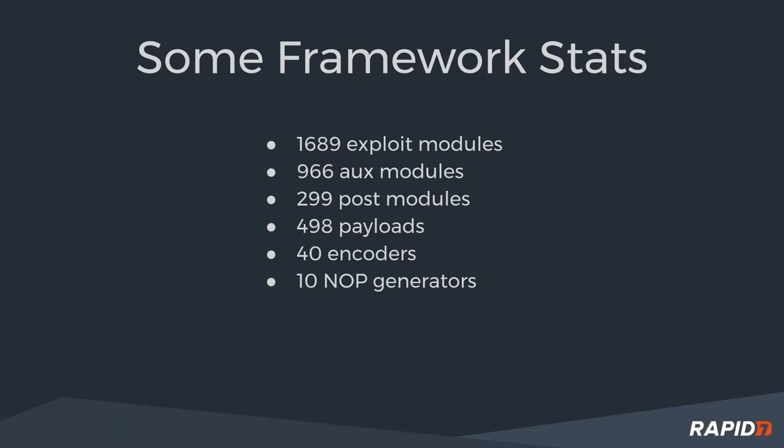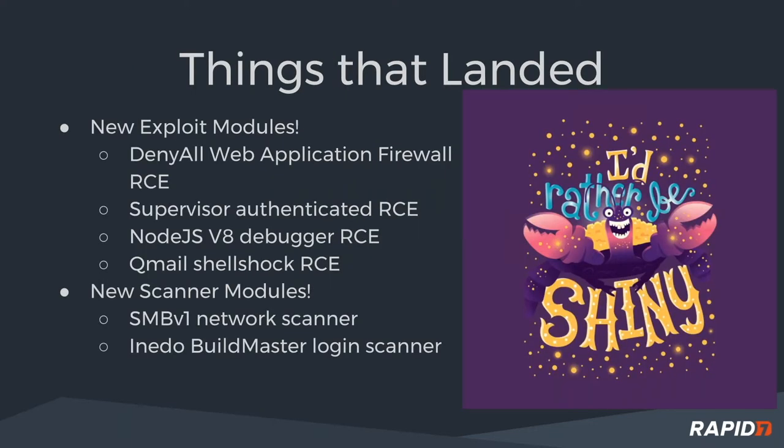Excellent. So let's talk about some things that landed. We've actually got a couple pages, so we ran off on the first one here. You've got some new exploit modules: a DenyAll web application firewall remote code execution module, a Supervisor authenticated RCE, a Node.js V8 debugger RCE, and a QML shellshock as well. Shellshock? Still lingering around there.